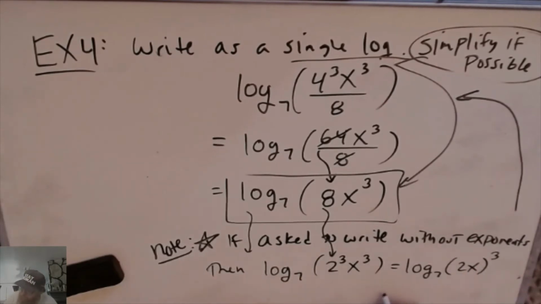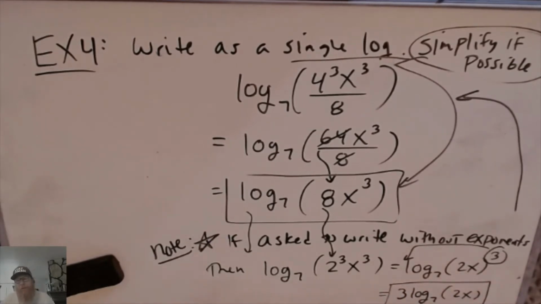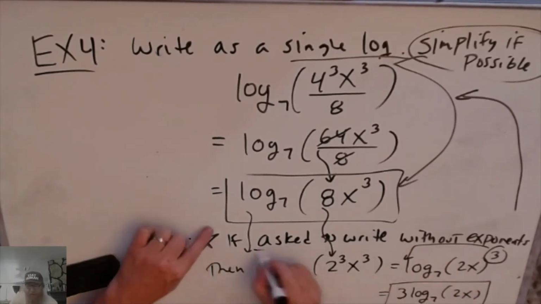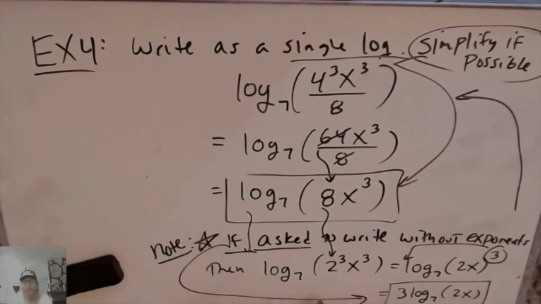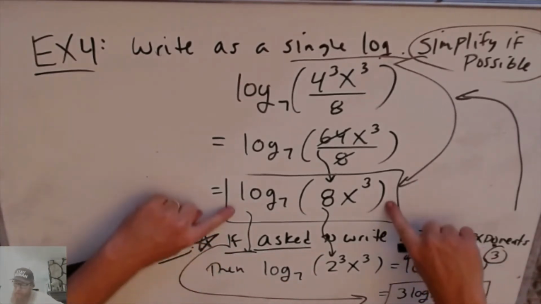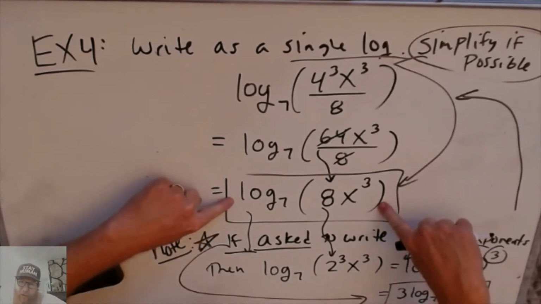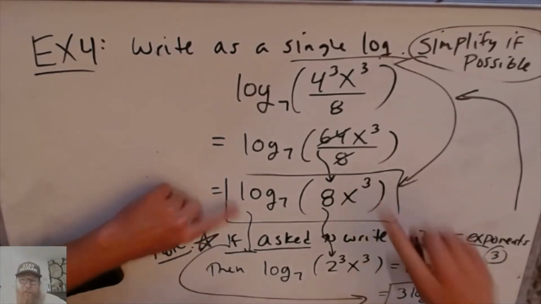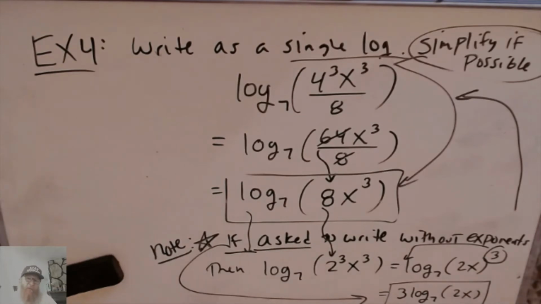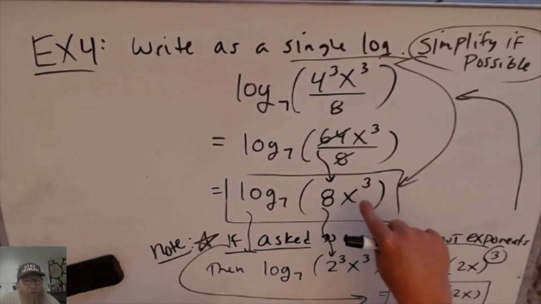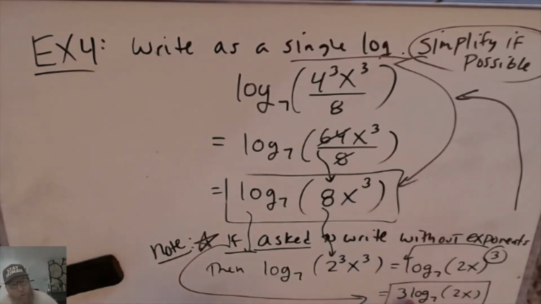And then you can pull it down using the power property. So this would be the correct answer if you were asked for no exponents. If it just said simplify or write as a single logarithm and there was no direct instruction as to what to do with the exponents, you can assume that you can keep the exponents. So I don't want to say that this problem has two answers. This problem has one answer, one result, but it also has a side note, a corollary, just in case you're being asked to do that.